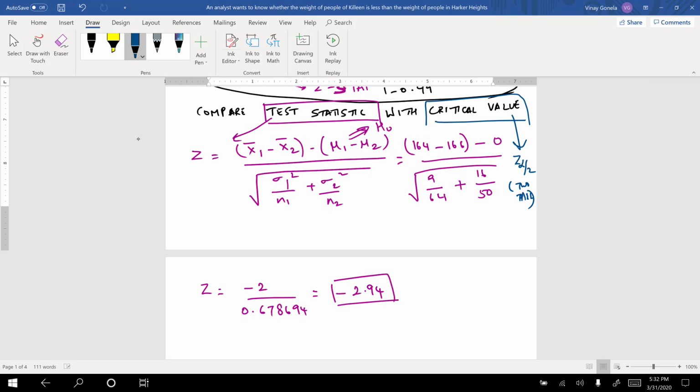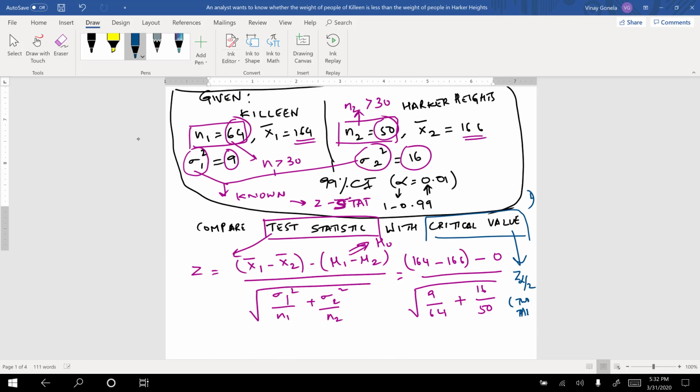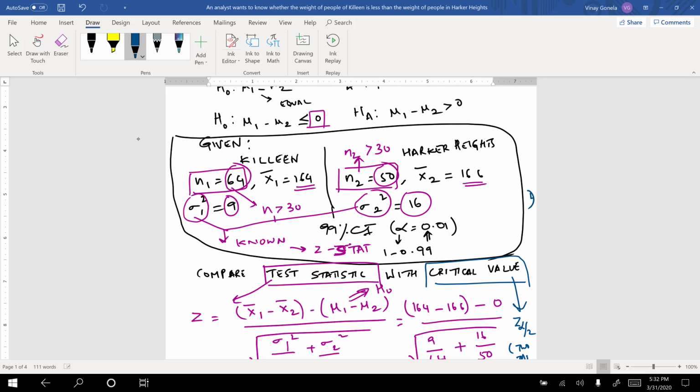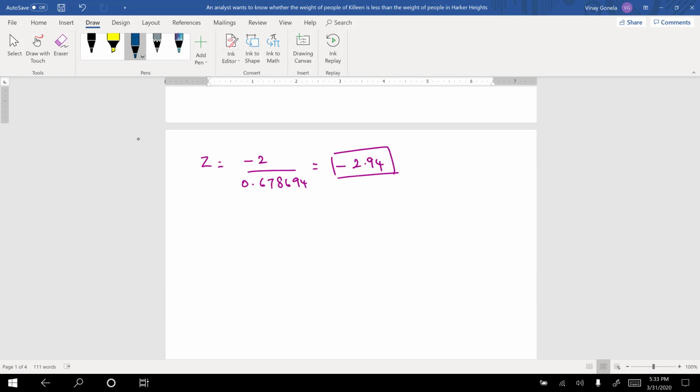Now this is a one-tail problem. You see, the one-tail is because we have one side, less than or equal to. If it is exactly equal to, then it is two-tail. If we have less than or equal to or greater than or equal to, it's a one-tail problem. So the critical value we know, because it has less than or equal to in H null, it's a one-tail problem.